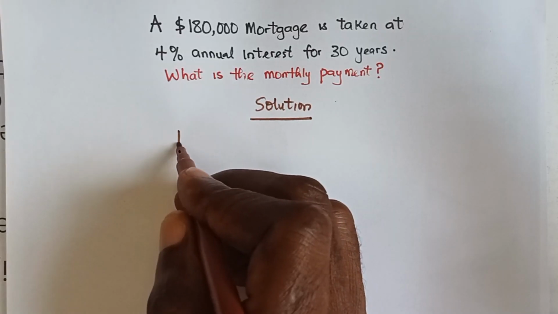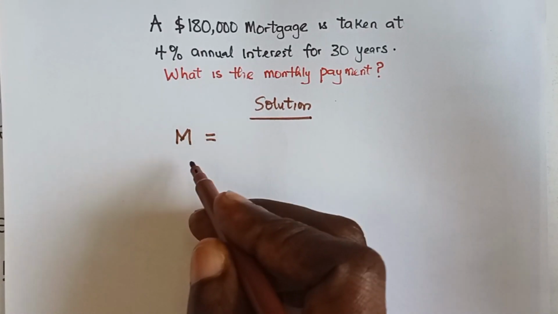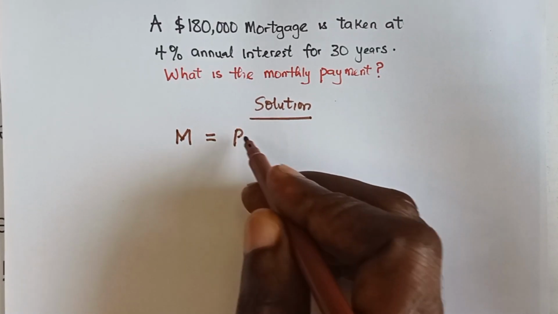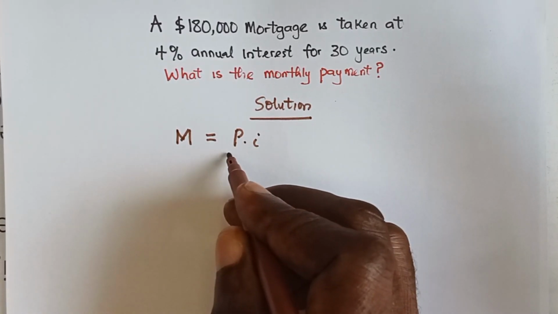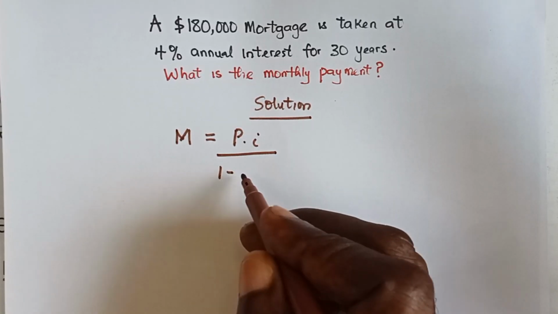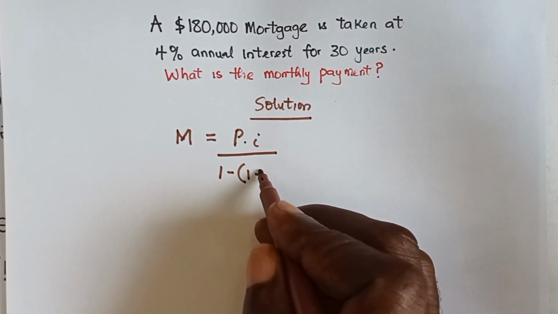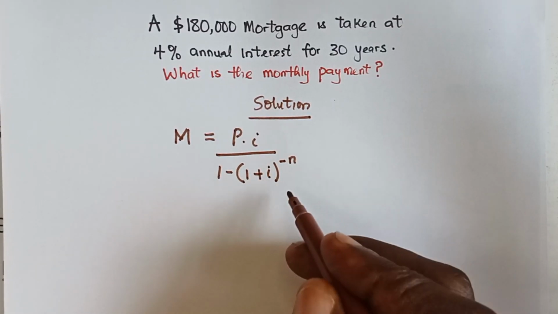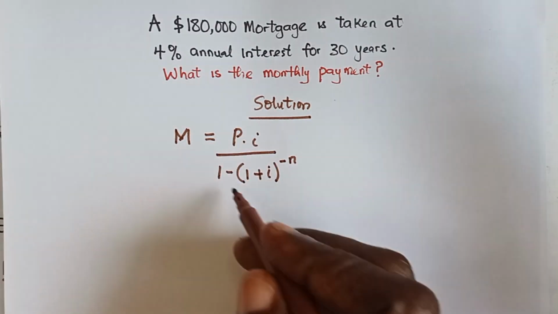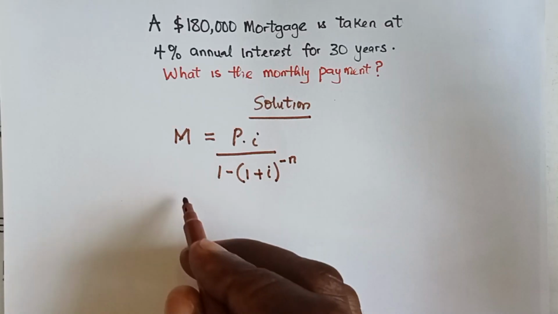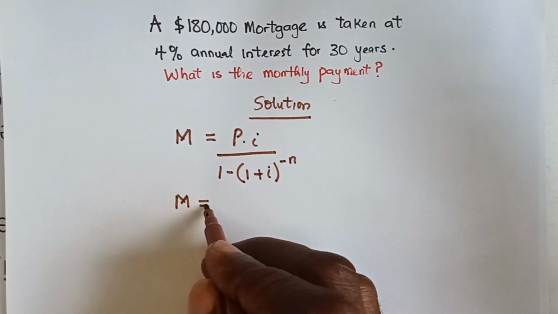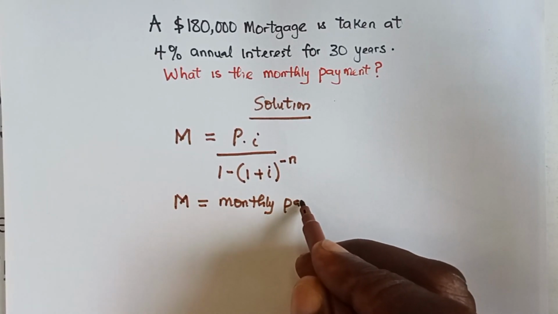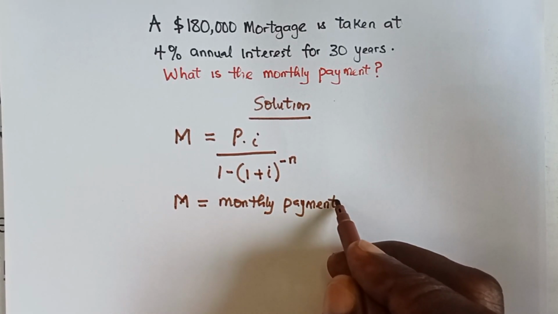Now the formula we are going to use for our monthly payments is M equals P multiplied by I over 1 minus open bracket 1 plus I close bracket raised to power minus n. Alright, so I'm going to define each of these parameters that we need. Let's start with M. M means the monthly payments.